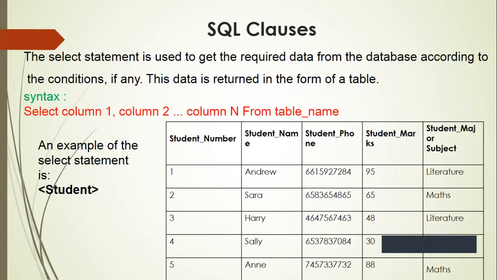The syntax can be either select column 1, column 2, column 3 and so on from that particular table name. Suppose we have student. I want to display student number, name and his marks. So I write select student number, student name, student marks from student. Now suppose I want to display all the columns of that table. So I'll write select star from student. So all the columns and rows will be displayed.